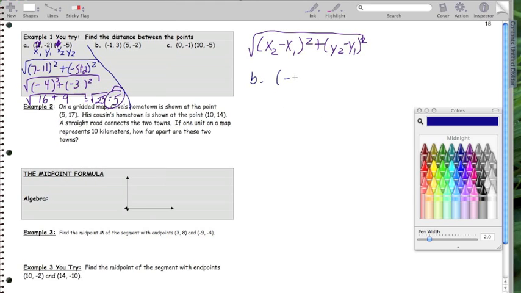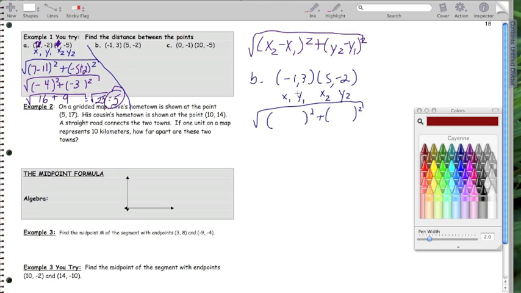Letter B, the negative 1, 3, and then 5, negative 2. So I'm going to go ahead and label x1, y1, x2, y2. Put them in the formula. I'm going to set up like the bones of the formula, so I just fill things in from here.